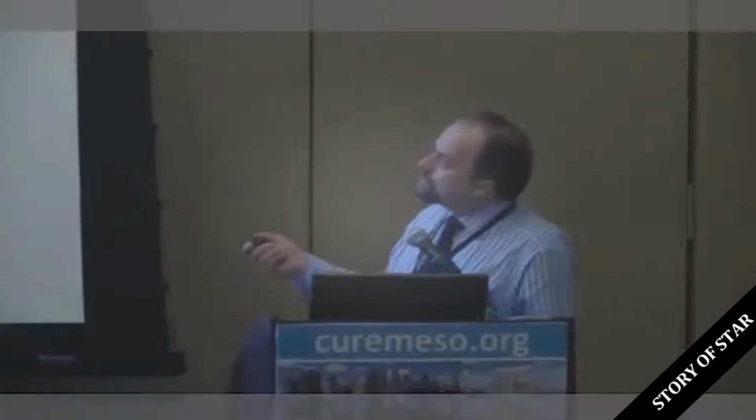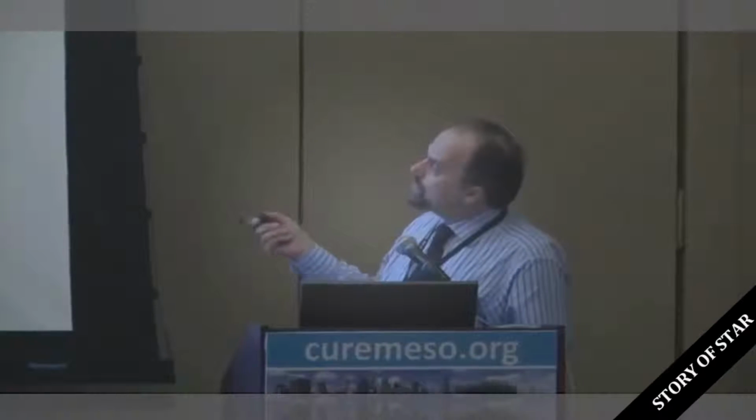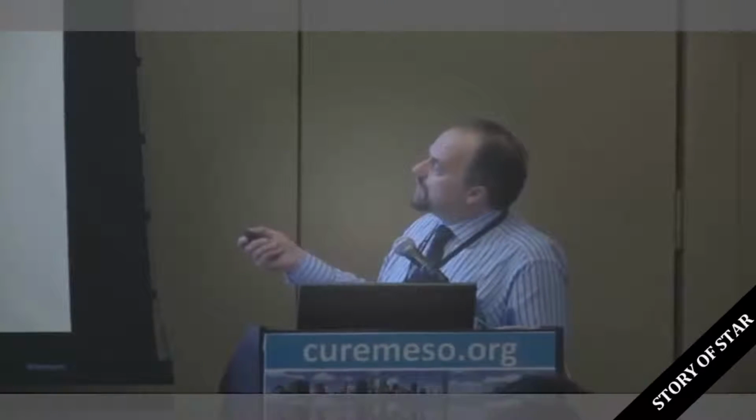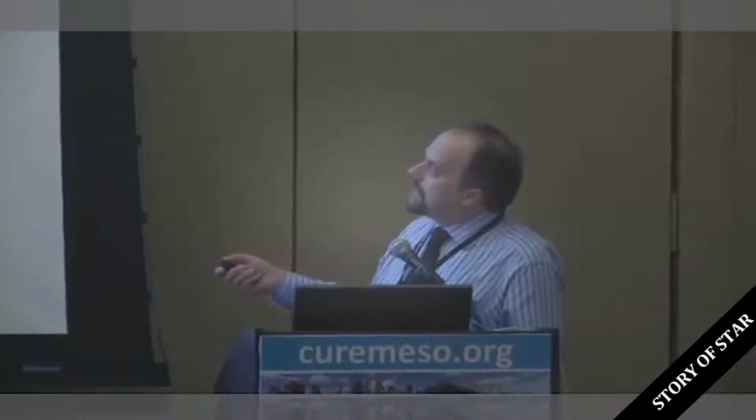And this is about the sum total that was known about the genetic abnormalities in mesothelioma at that point. It was well known that almost all mesotheliomas lose this gene called P16, and many of them lose this gene called NF2.